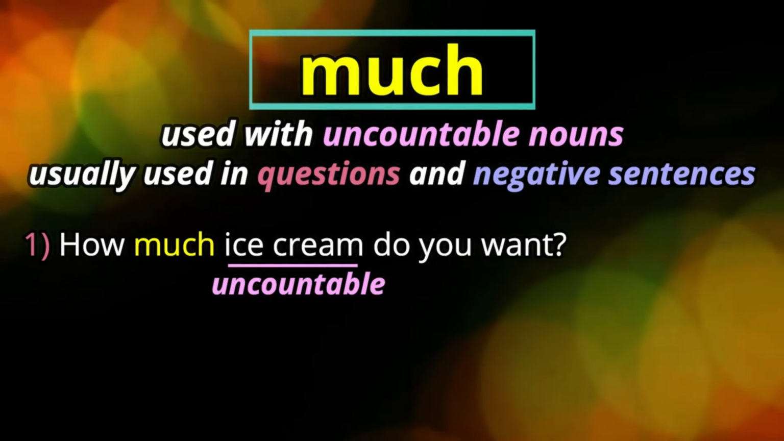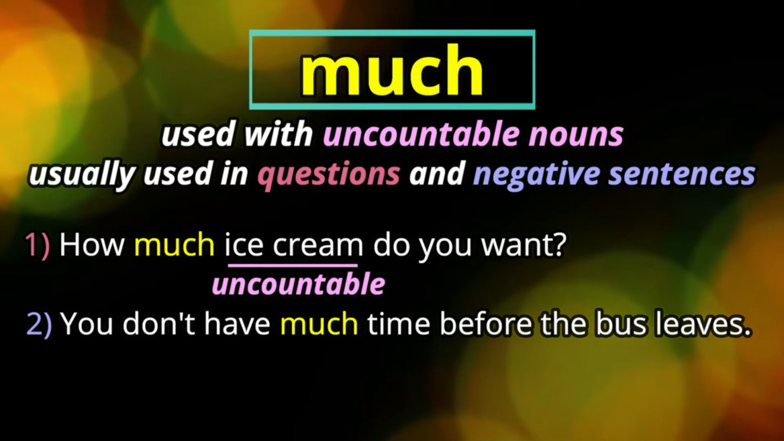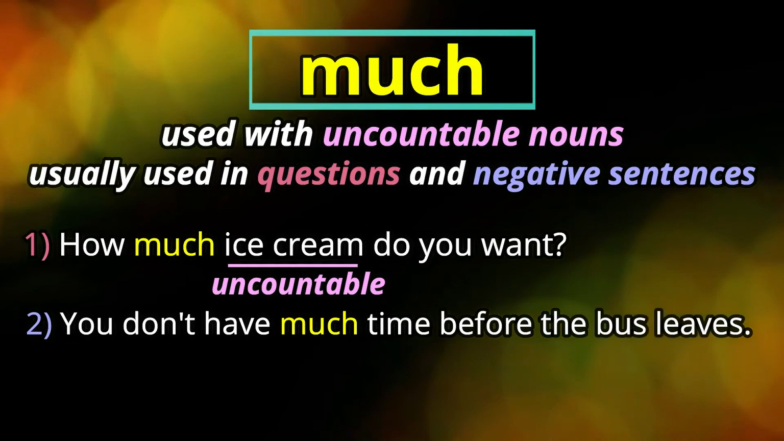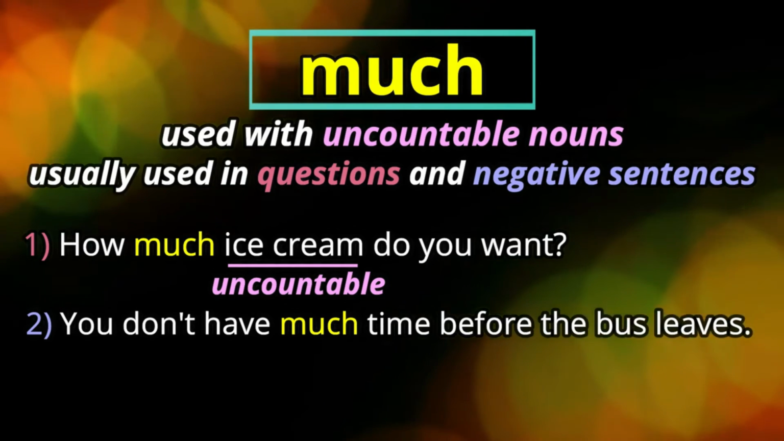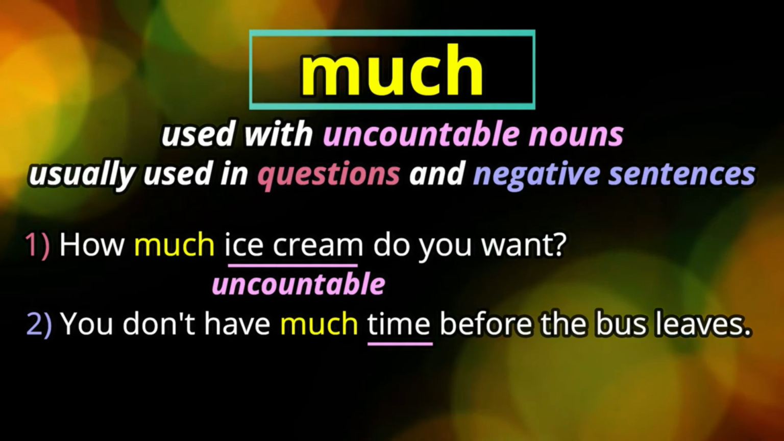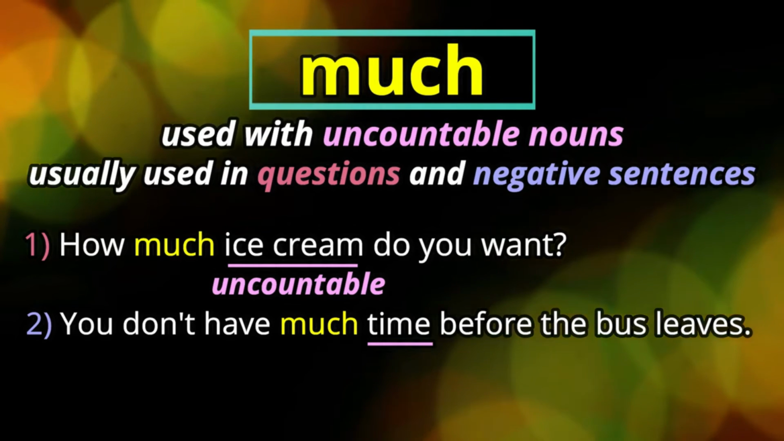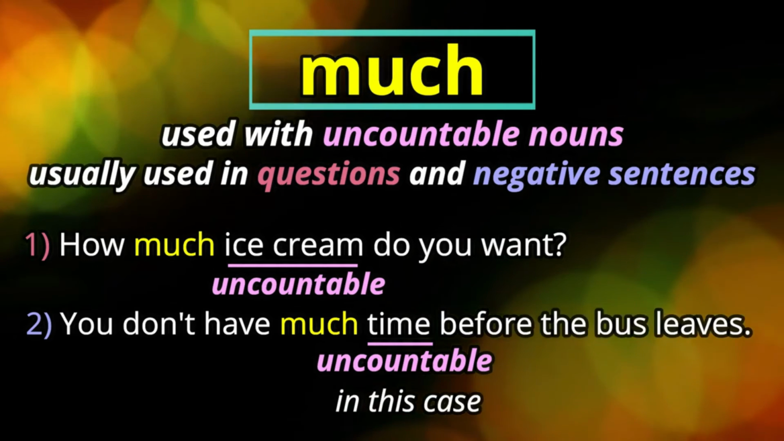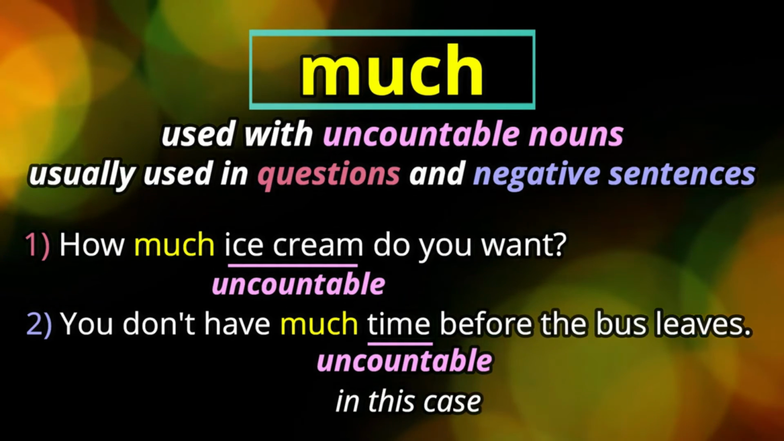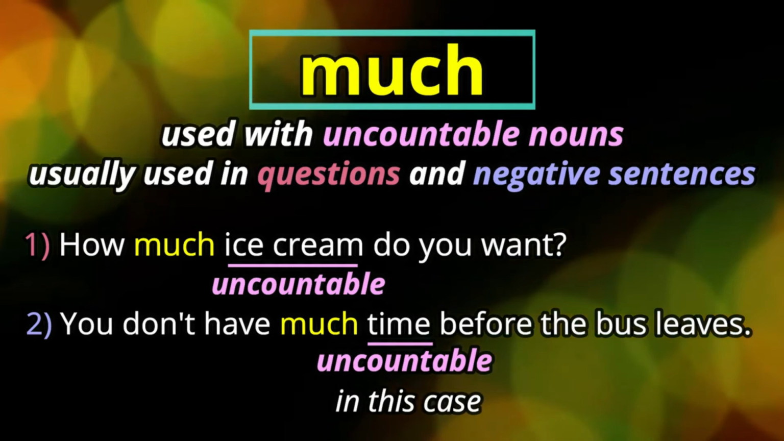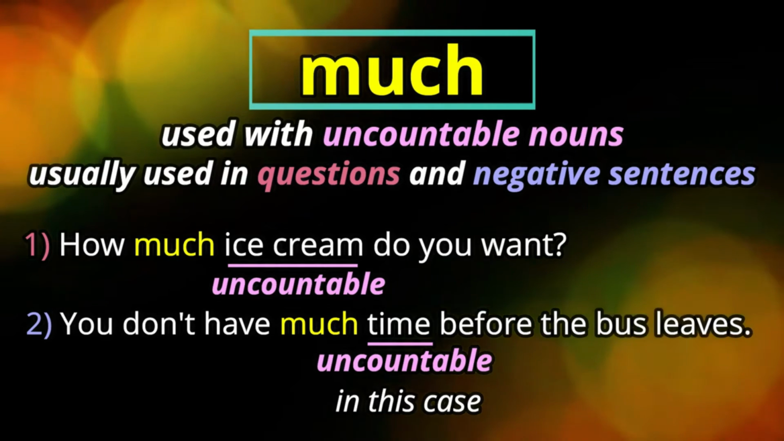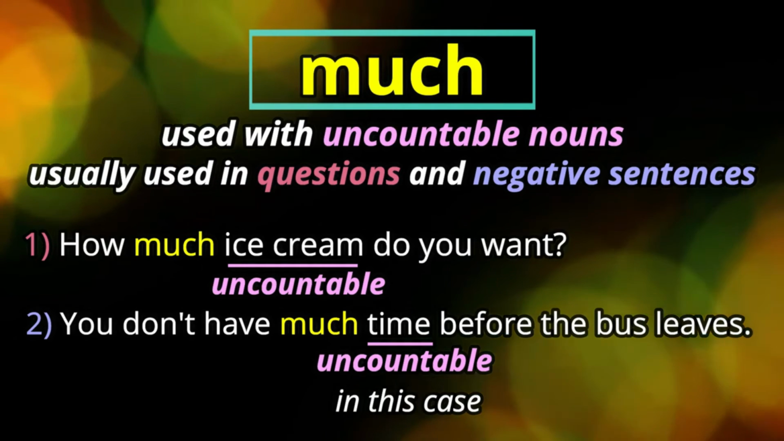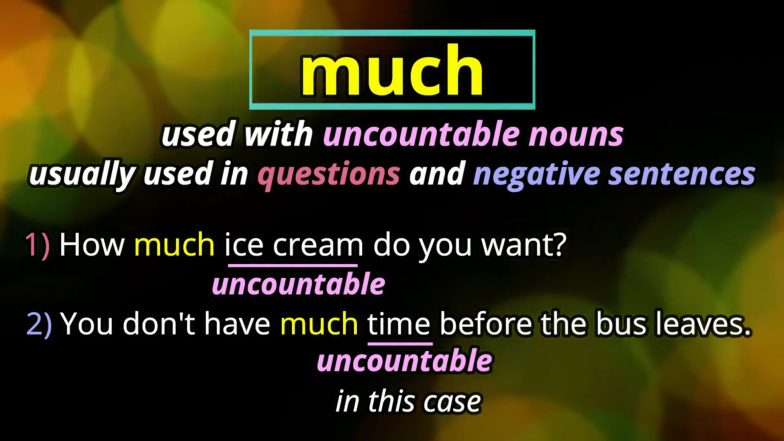And in the second example, you don't have much time before the bus leaves. Here, this is a negative sentence. We're talking about you don't have enough time. And time, in this particular use of time, it is uncountable. So we use much. All right, time is counted by how? It's counted by minutes and seconds and hours. Those things you can count, but time, the way it's used here, you can't count it. So we use much.